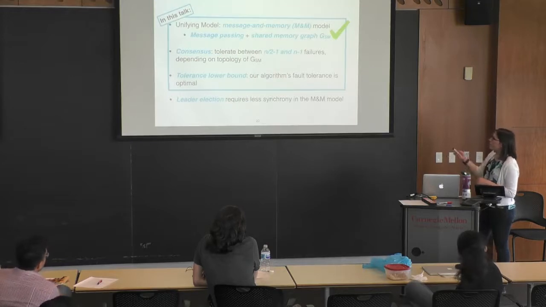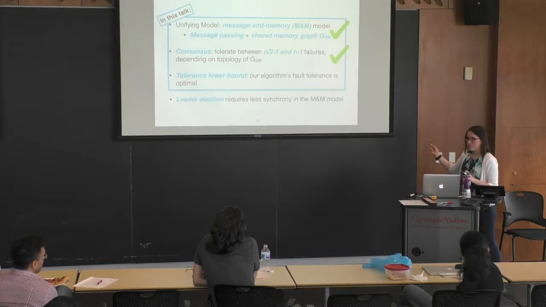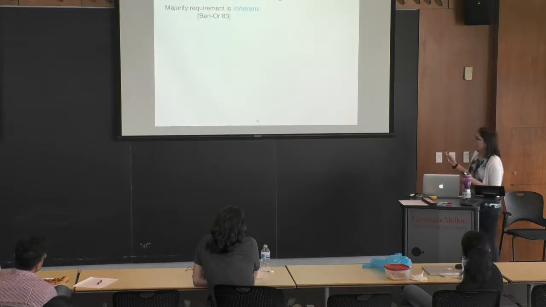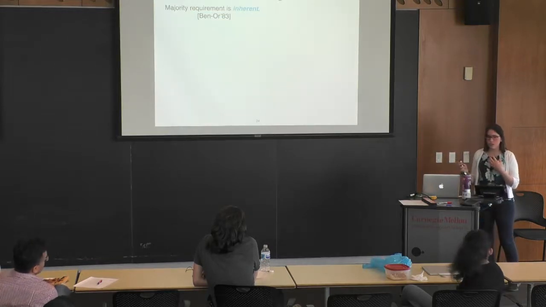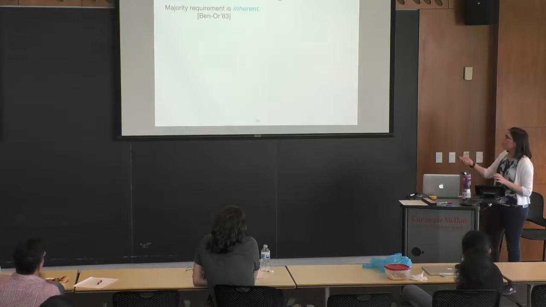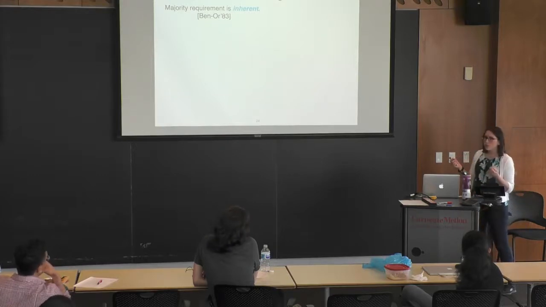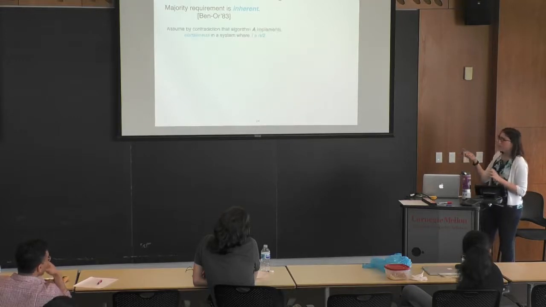Okay, and so now we've introduced our model and we've introduced how we solve consensus. And then the last part of my talk, I'm just going to give you a taste of a lower bound for the number of failures that we can tolerate. Okay, so before we get into our lower bound, I'm going to show you a classic lower bound that was given by Ben-Or in that same paper, which says the majority requirement for message passing systems is inherent. You can't do better than that. And we're going to prove that by contradiction.